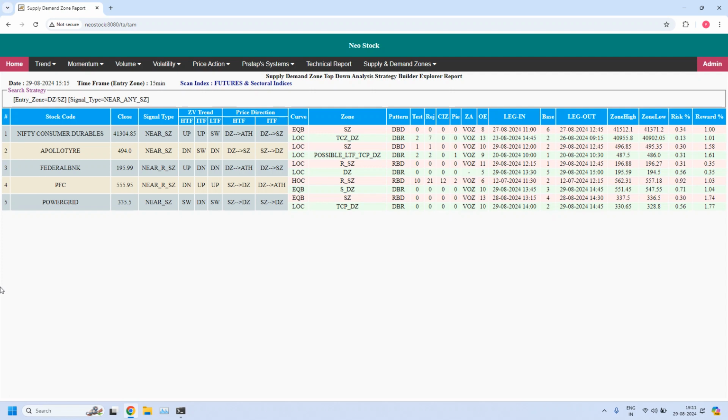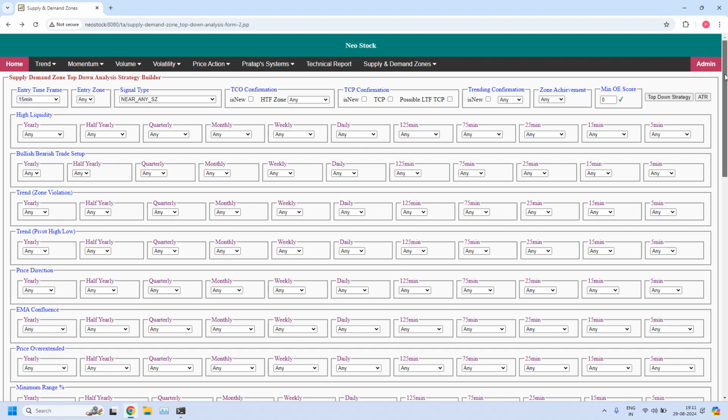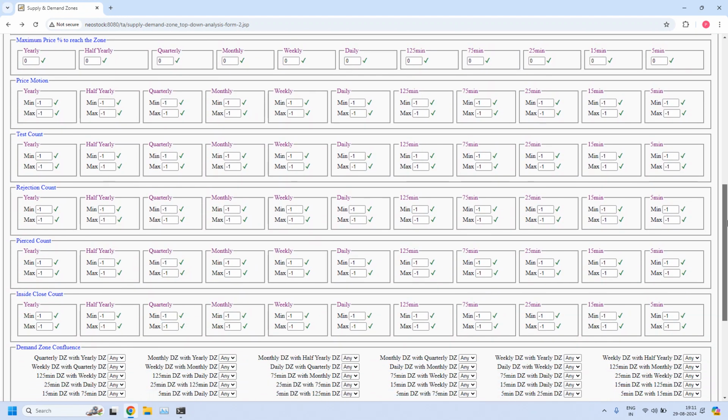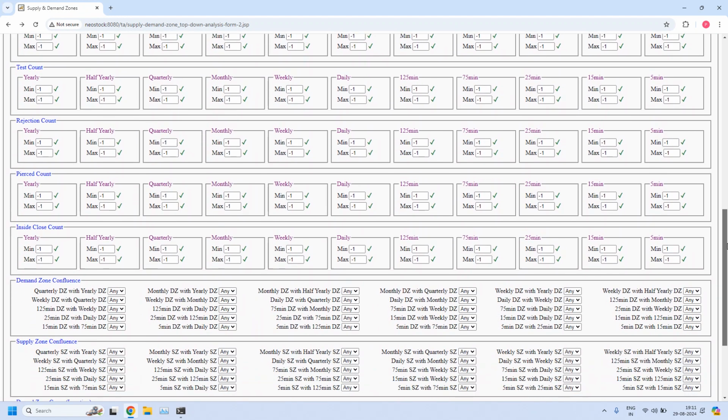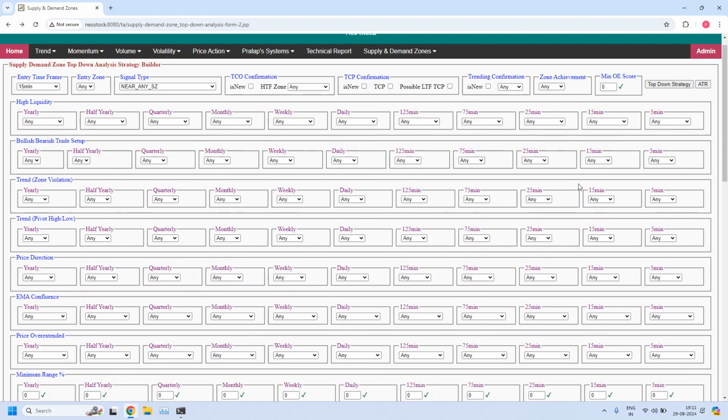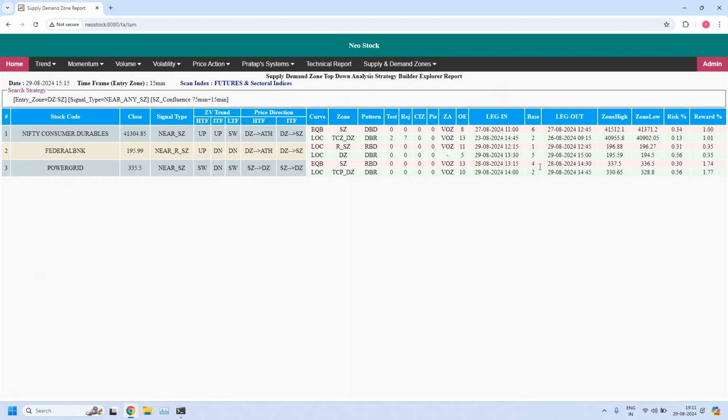Let's verify out of these 5, whether any of them have confluence with the 75 minutes supply zone. 15 minutes and 75 minutes zone confluence, supply zone. So here 15 minutes and 75 minutes zone confluence is enabled, that is LTF and ITF confluence. So 3 stocks are filtered. In all these 3 stocks, the 15 minutes supply zones have confluence with the 75 minutes zone.